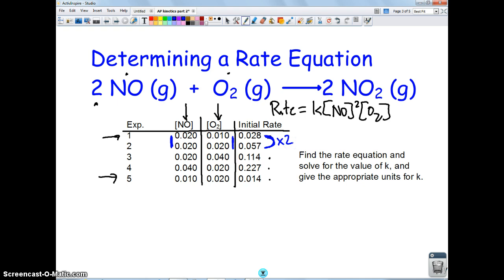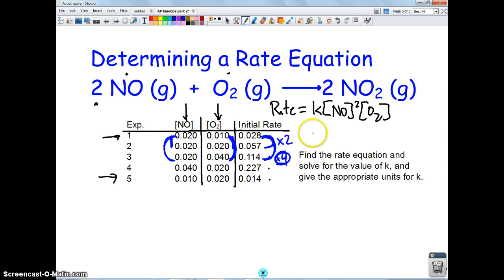So we're going to check one more time. If I compare 1 with 3, I have kept the concentration of the NO constant, but my O2 quadruples. And what happens here? Again, when I quadruple these, 0.028 times 4 is about 0.114. It's not exact, but it's really, really close mathematically. If you do that on your calculator, 0.114 divided by 0.028, you get 4.07. So these two values are close enough to times 4. This was quadrupled, this quadruples.